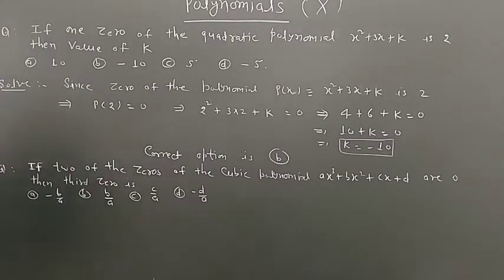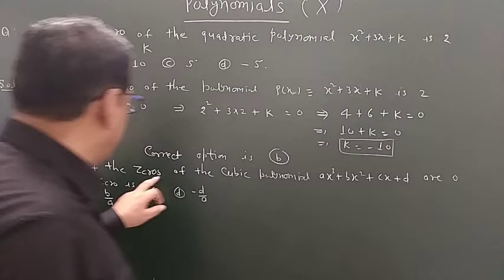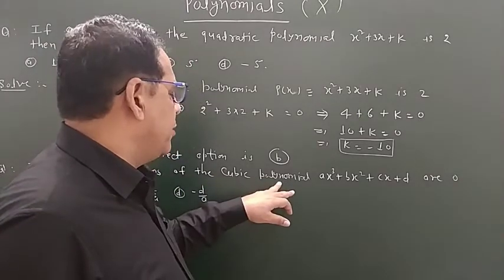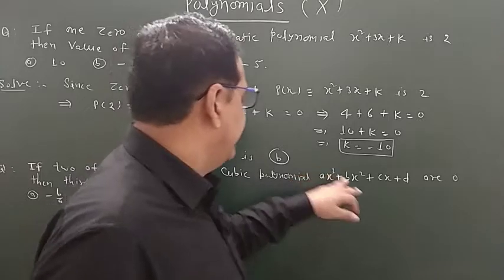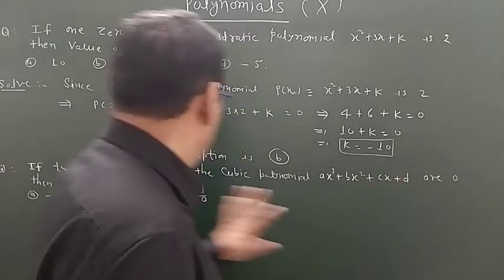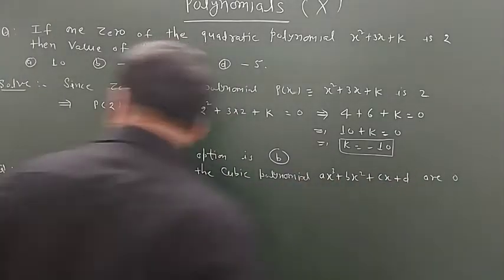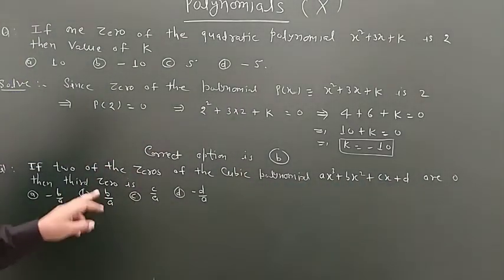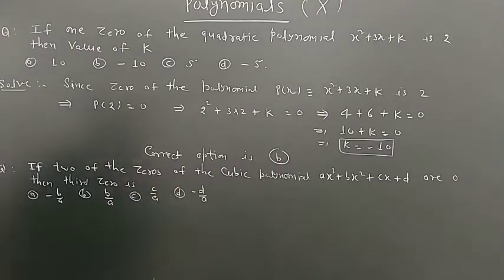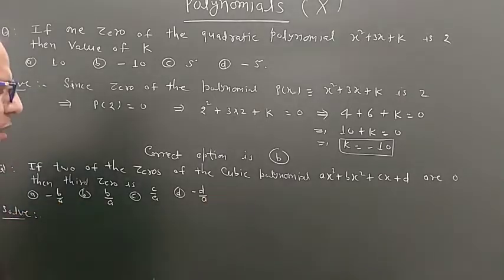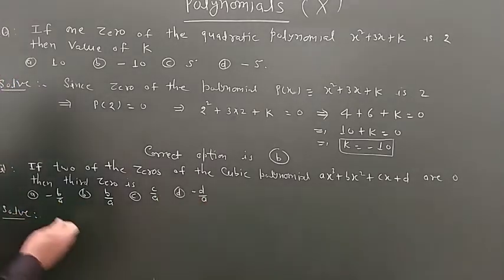The next question is, if two of the zeros of the cubic polynomial, means a polynomial of degree 3, ax power 3 plus bx power 2 plus cx plus d are 0, then the third zero is, and the options are minus b upon a, b upon a, c upon a and minus d upon a. So how can we find the correct option here? This is the rough work for this type of question.